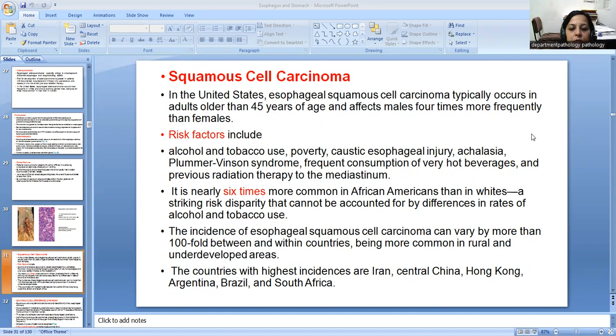It is nearly 6 times more common in African Americans than in whites, a striking risk disparity that cannot be accounted for by differences in rates of alcohol and tobacco use. The incidence of esophageal squamous cell carcinoma can vary by more than 100-fold between regions, being more common in rural and underdeveloped areas. The countries with highest incidences are Iran, Central China, Argentina, Brazil, and South Africa.